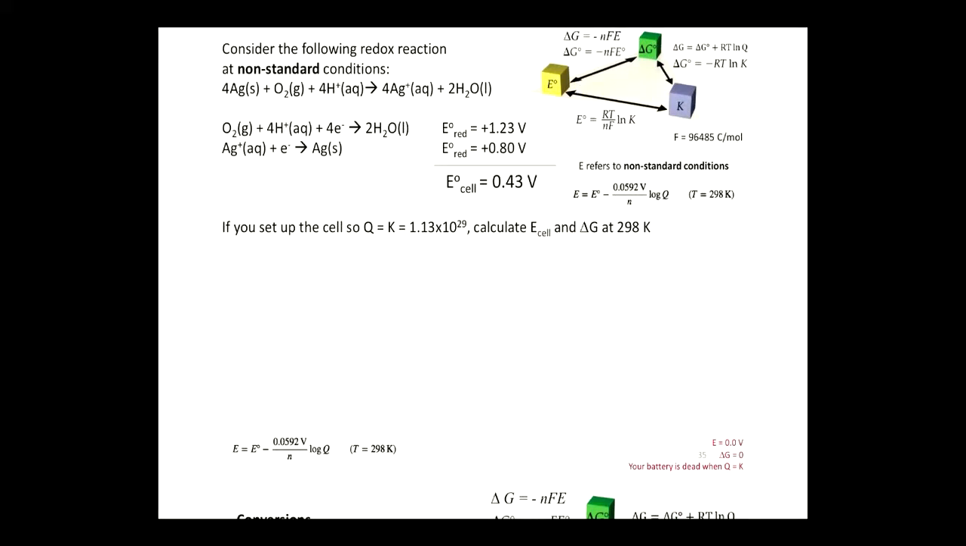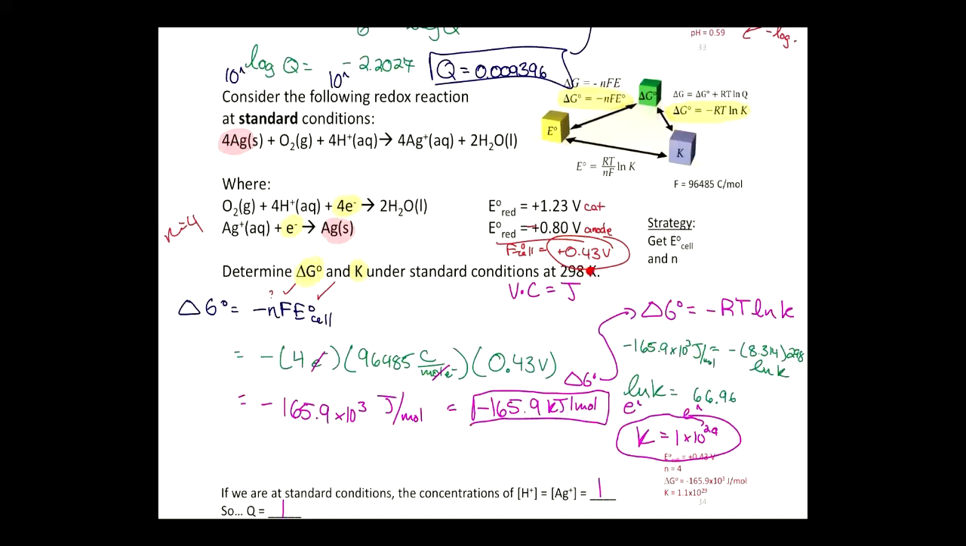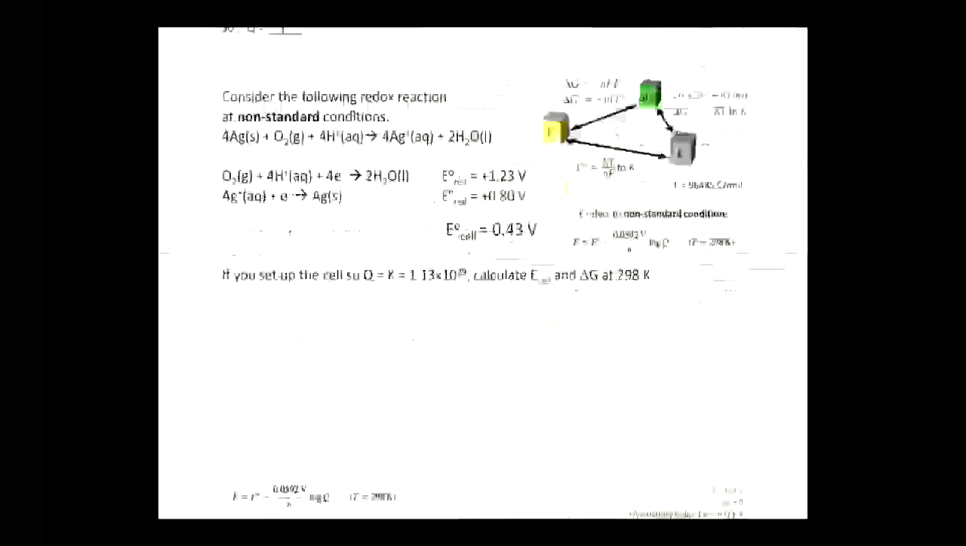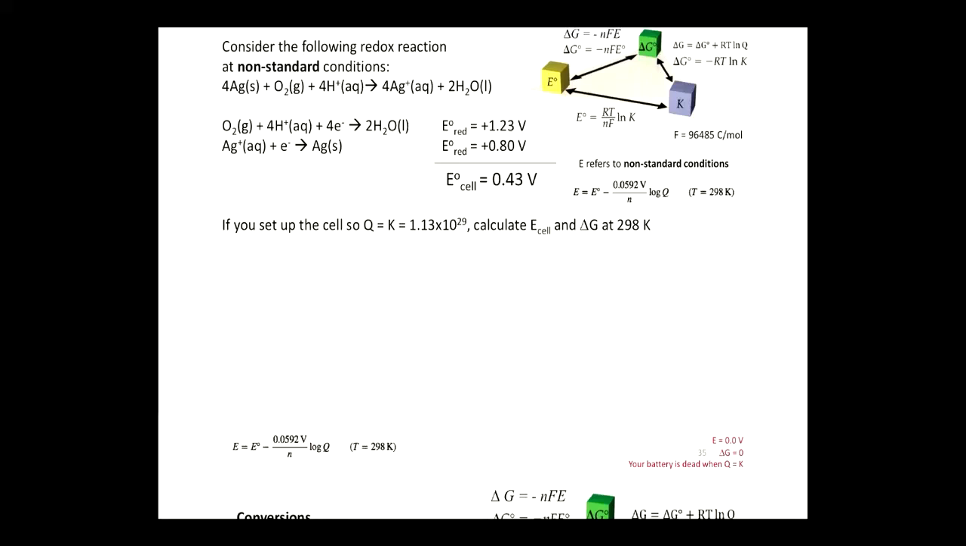Let's take this same reaction, and instead of being at standard conditions, because we would measure a cell potential of 0.43 if we had 1 molarity of everything, let's say you set up the same cell so that Q is equal to K, 1.13 times 10 to the 29. Calculate the cell potential if that's what Q is. So we're going to use the Nernst equation here. We already have the cell potential at standard conditions. We know what N is. We're just going to plug in that Q. So let's just see what we get.